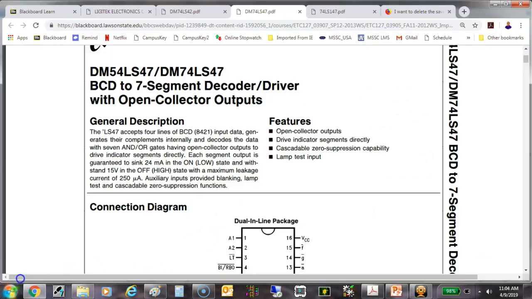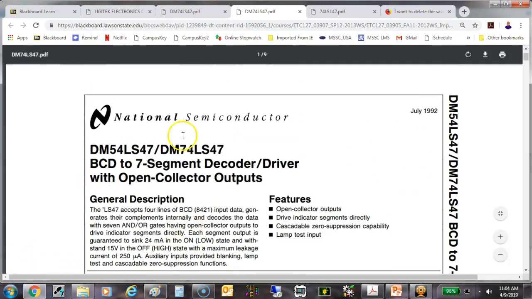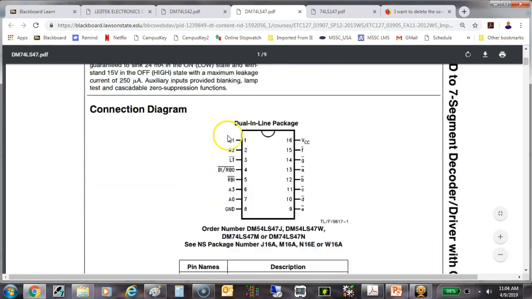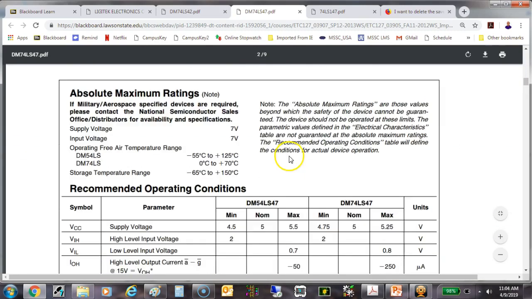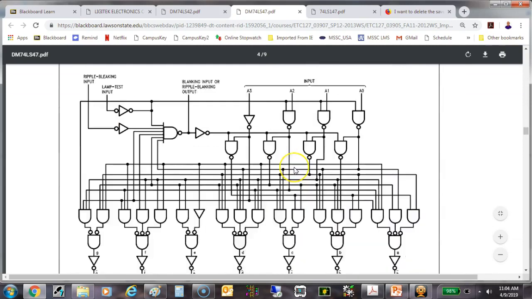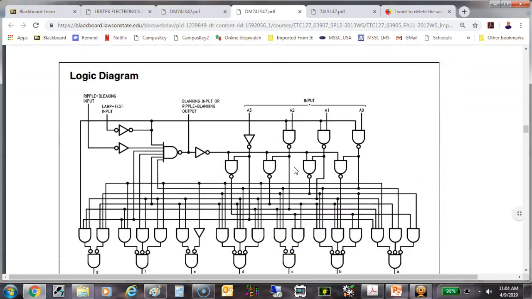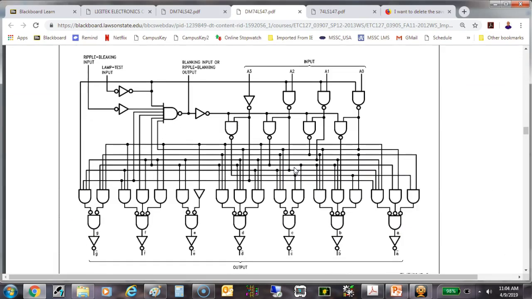So this is the data sheet on the 74LS47 DM. This is the designator that National Semiconductor uses. It says this 74LS accepts BCD, the 8421 code input data, generates their complementary internal decoders using 7 AND OR. So let's see if they give us the circuit. Yeah, so here's the actual circuit for a 7447.